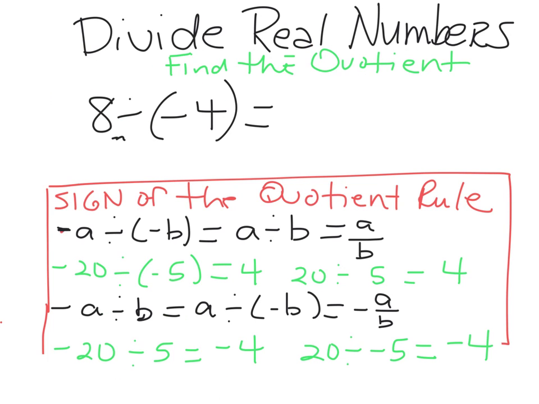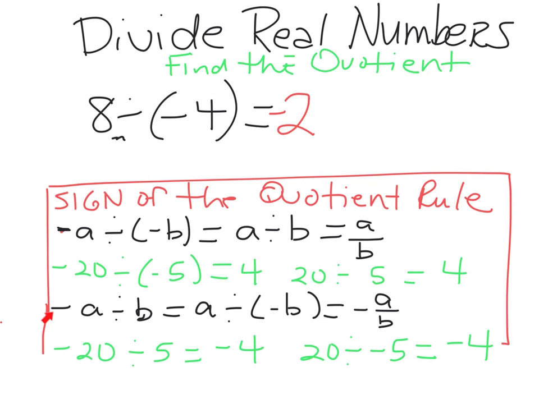Okay, so let's talk about dividing real numbers and finding the quotient. So if you had this problem, 8 divided by negative 4, the answer is going to be negative 2. You might ask, why? And so we go to the sign of the quotient rule, and we have, for example, negative a divided by negative b equals a divided by b, which equals a over b. So if you have two negatives, the answer is going to be a positive, just like in multiplication.